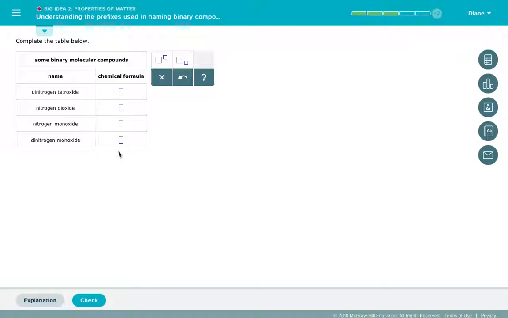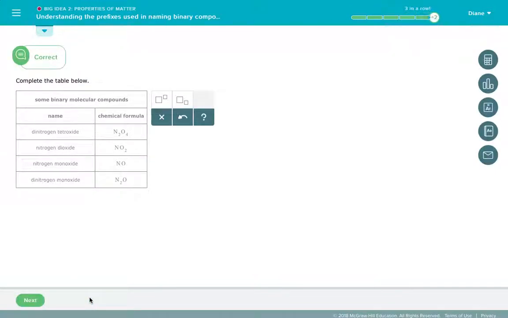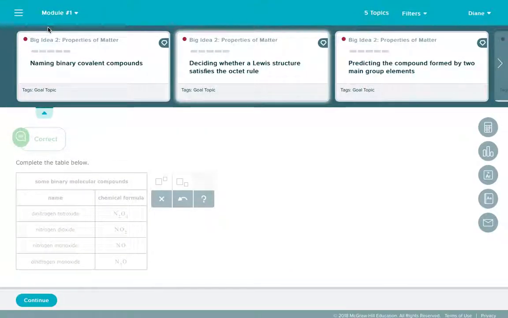And I'll have to pass one more. Dinitrogen, I have nitrogen, di is 2, tetraoxide, oxygen, tetra is 4. Nitrogen dioxide, di is 2. Nitrogen monoxide is just 1 O. Dinitrogen monoxide is N2O. All right, let's go to the next one.